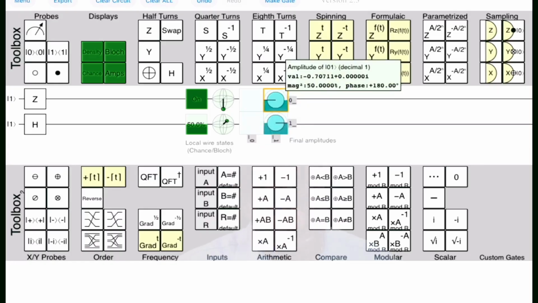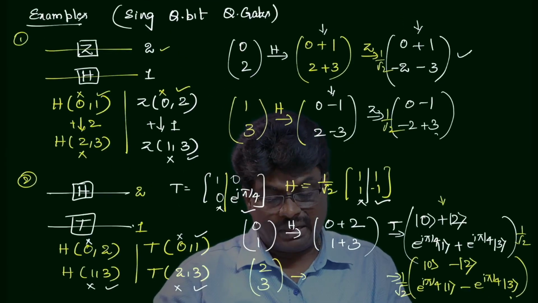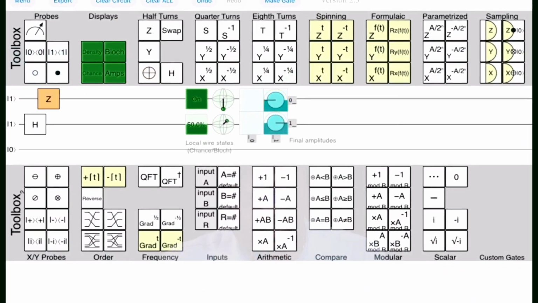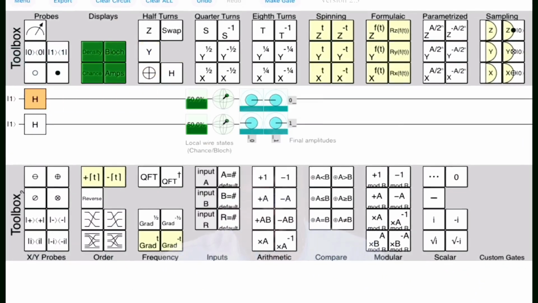Like this you can check the second one also. If you want, I will check, that is H T. So here the first one I'm taking H, and next I will take this H T. Here we have already taken the input as 1 1, that means 3.